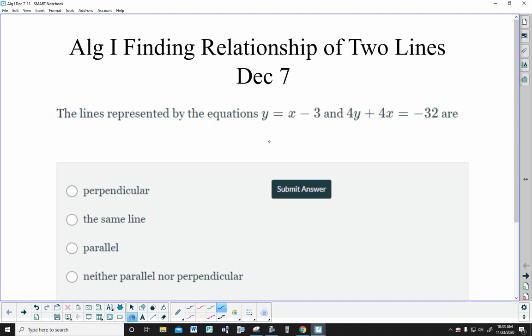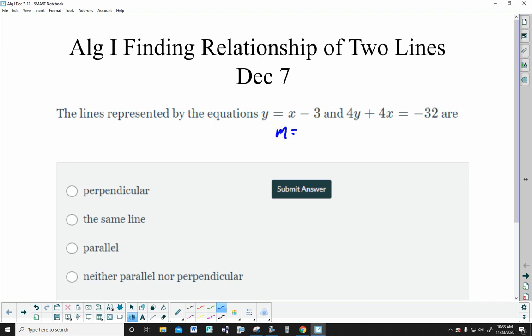What you guys are doing is looking to answer the questions. They're going to give you two equations, and you're looking to choose: are they perpendicular, the same line, parallel, or neither parallel nor perpendicular? How you're going to do that is by comparing the slopes.